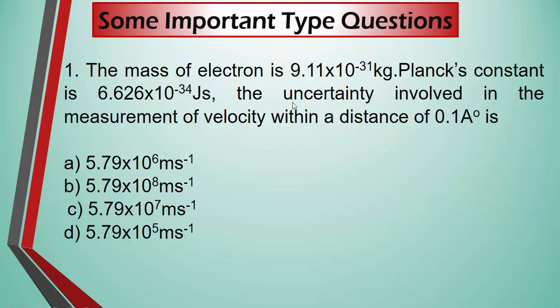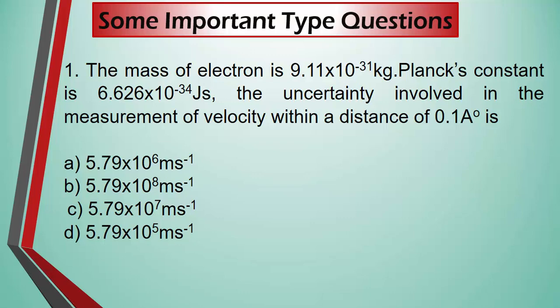So we are supposed to find out the uncertainty involved in the measurement of velocity. That means this numerical is purely based on Heisenberg's uncertainty principle. So let's see the different options given to us. Option A, 5.79 into 10 to the power 6 meter per second. Option B, 5.79 into 10 to the power 8 meters per second. Option C, 5.79 into 10 to the power 7 meters per second. Option D, 5.79 into 10 to the power 5 meters per second.